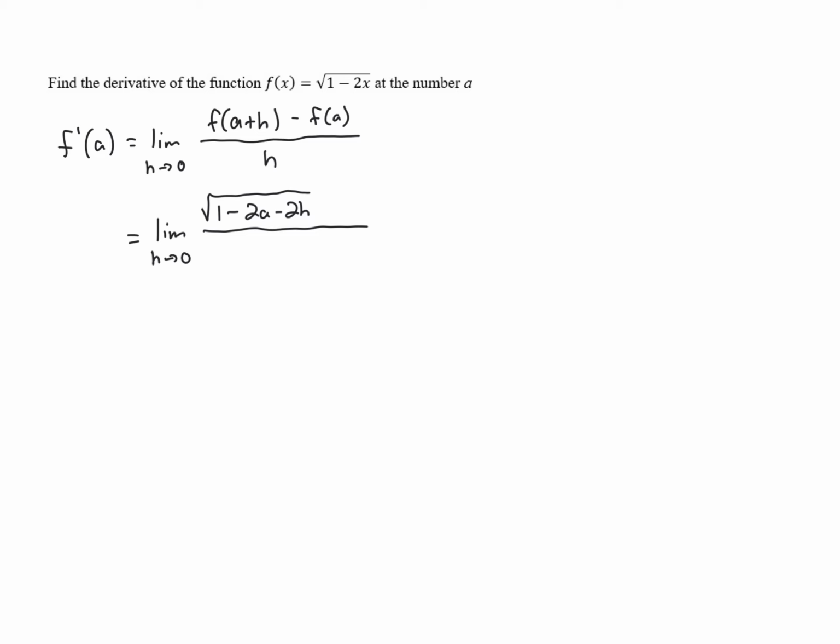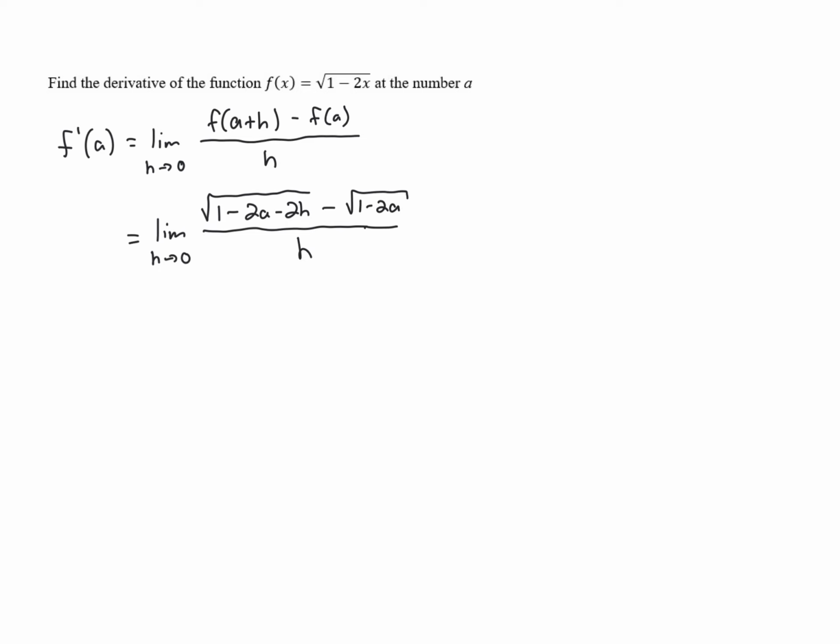I just want to save us a step whenever we can because we are writing out this whole big fraction with the limit over and over again. And it's nice every once in a while to write it down one less time. So we've got minus f of a. That's going to be the square root of 1 minus 2a. And this is all over h.